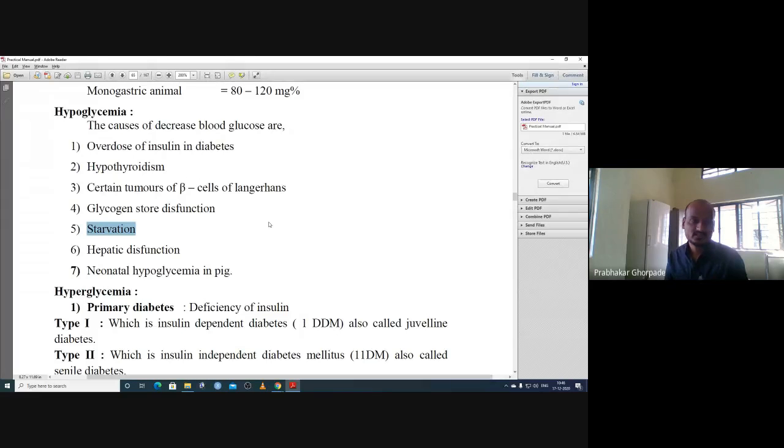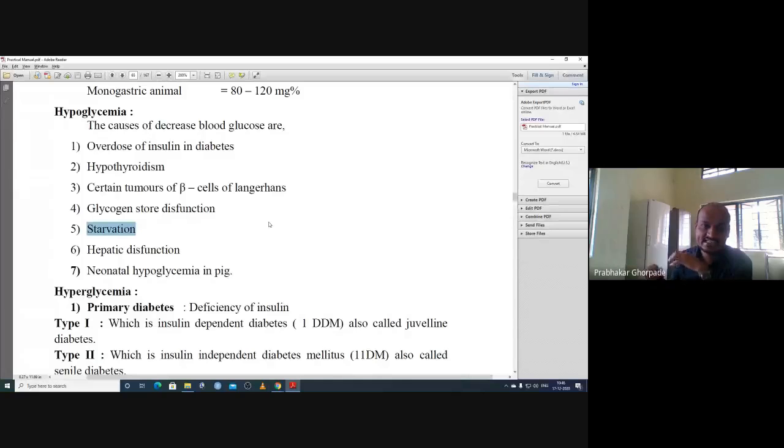So the liver is the main site of glucose storage, and it is the site of gluconeogenesis or glycolysis. So these things can happen in the liver. So if liver dysfunction is there, you can have hypoglycemia. Next, neonatal hypoglycemia in the pig.